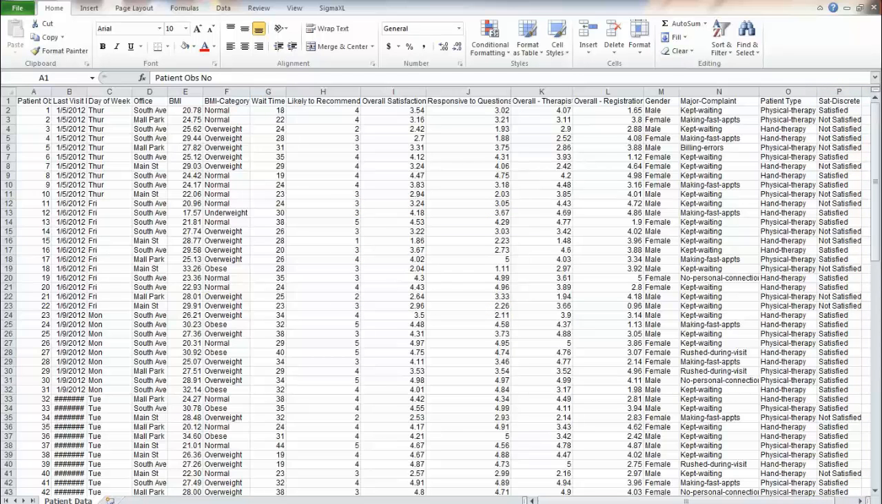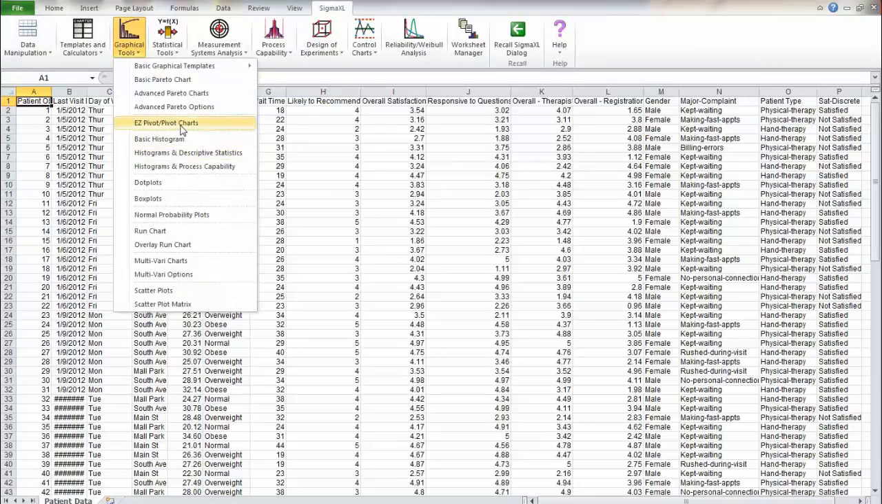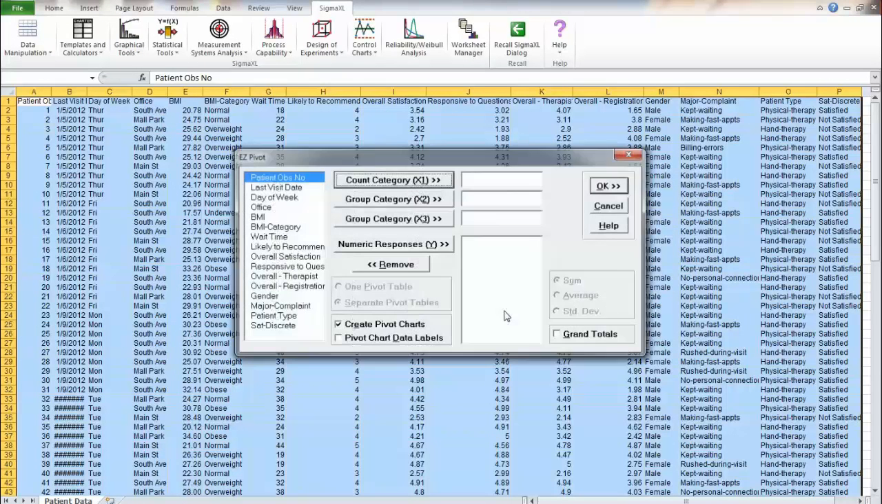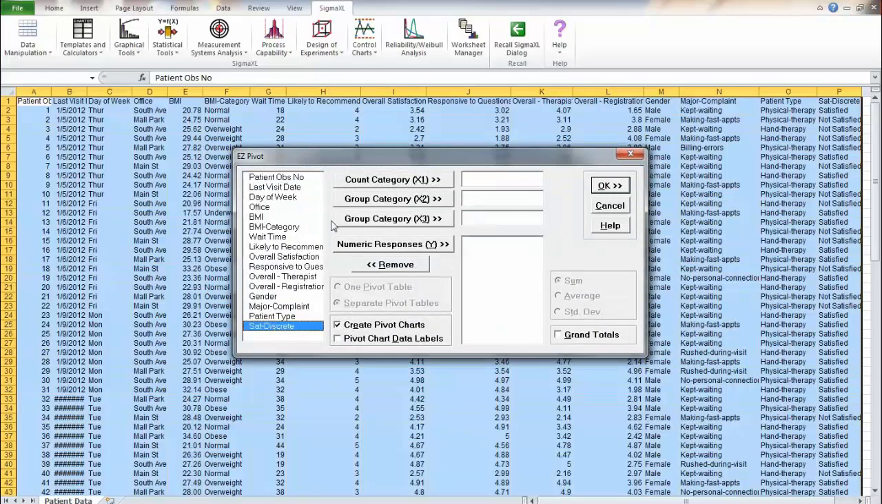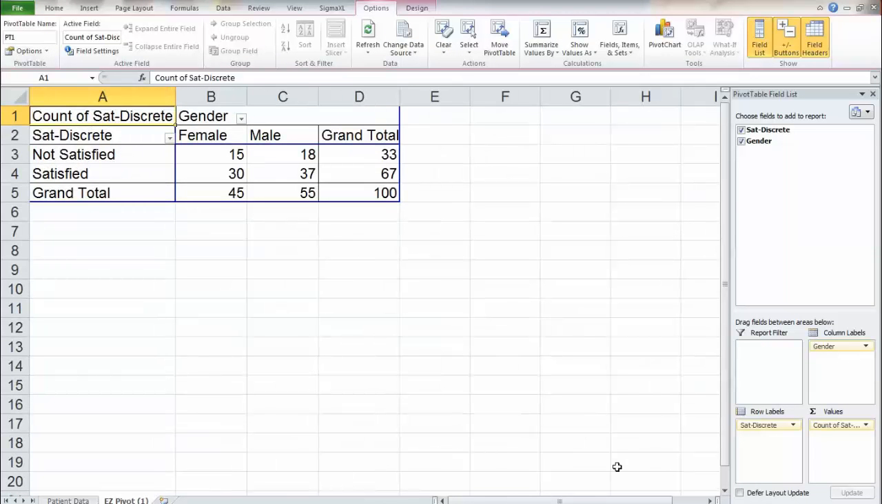Like in the demonstration, we'll start off by going to an easy pivot table. This is a lot better than trying to manually count this. We go to Sigma Excel, Graphical Tools, Easy Pivot, Entire Table, Next. SAT discrete becomes our X1, gender becomes the X2. We uncheck the charts, but we do want grand totals. So when we hit OK, we automatically get this nice analysis.